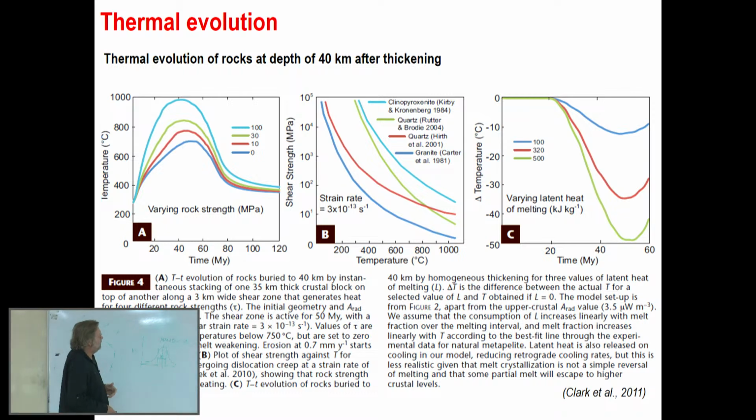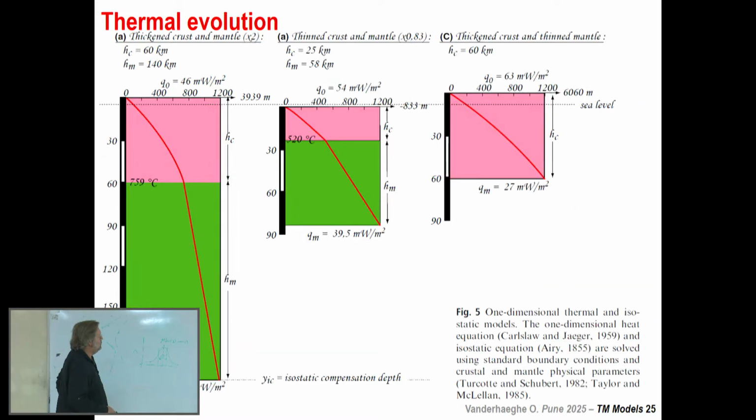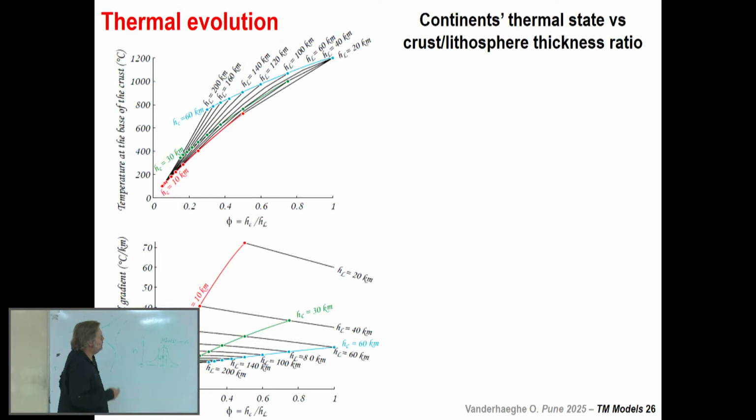He also played with strength and strain rate, which we don't look at, and I'm going to skip that too. So we did the same exercise with my colleague, Stephanie.